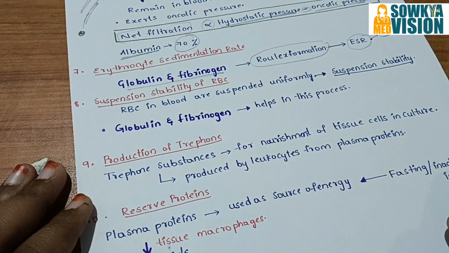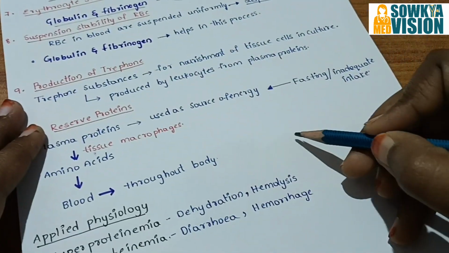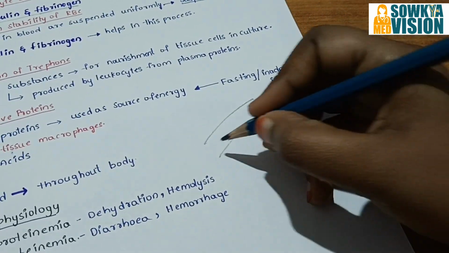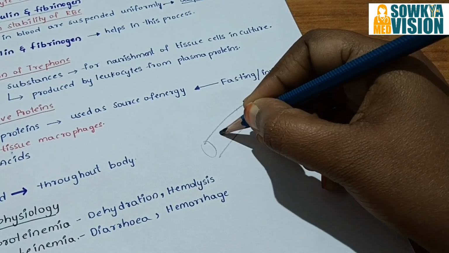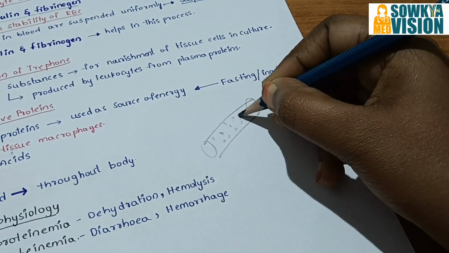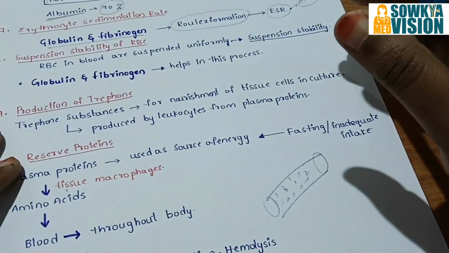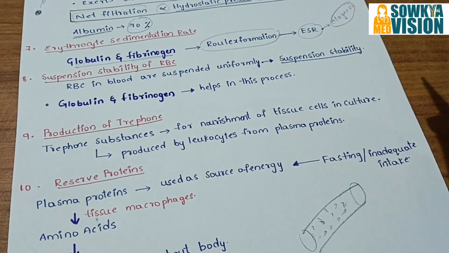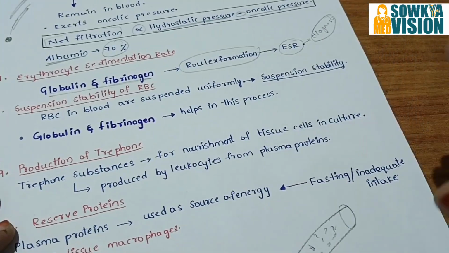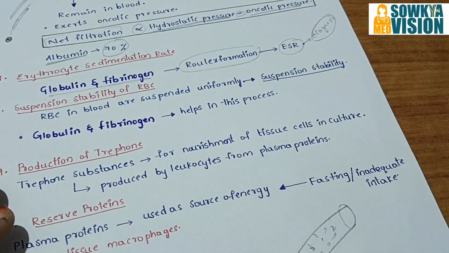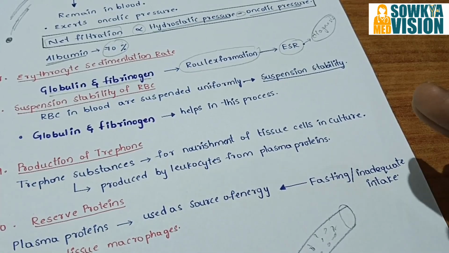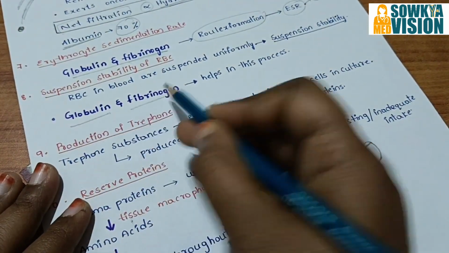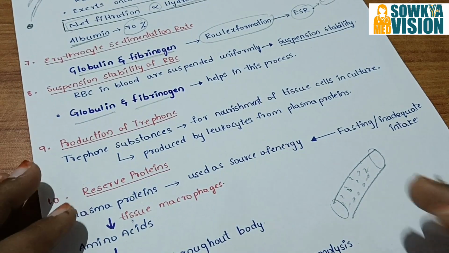What is suspension stability? See, if this is the blood vessel, I think you can see this. The RBCs are equally distributed, equally suspended by plasma protein. This process is suspension stability. So these RBCs are uniformly suspended by globulin and fibrinogen. Globulin and fibrinogen are involved in suspension stability.